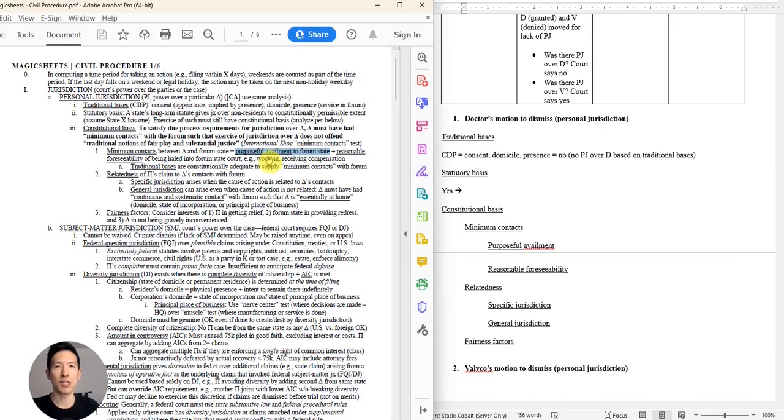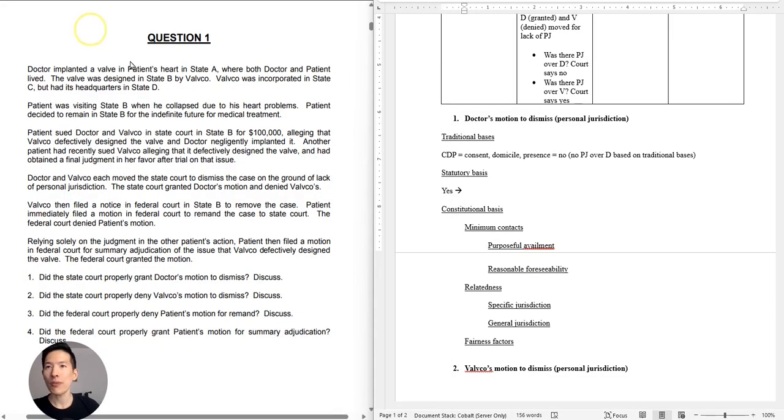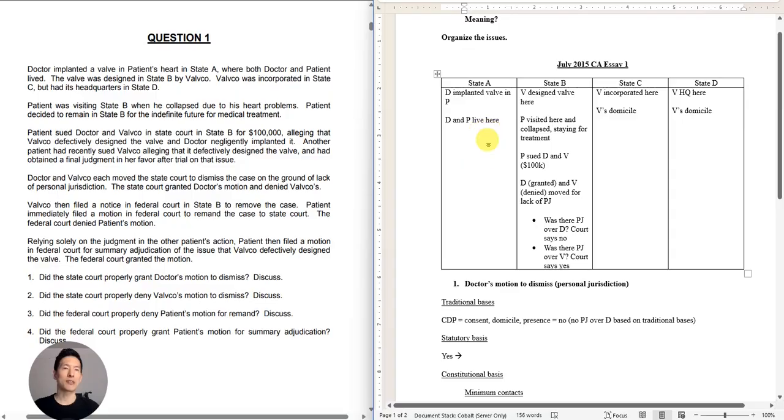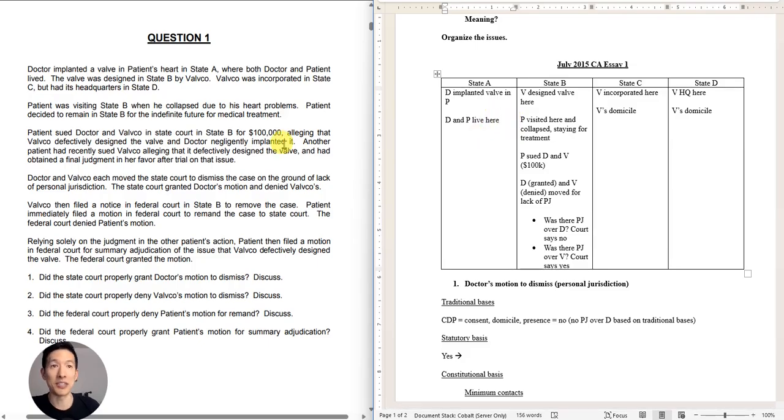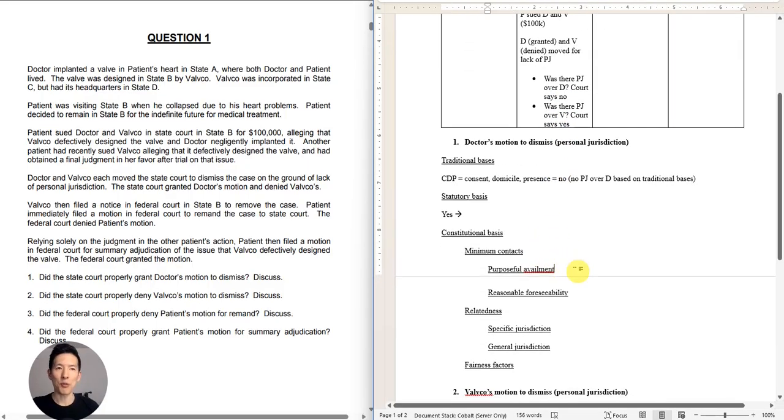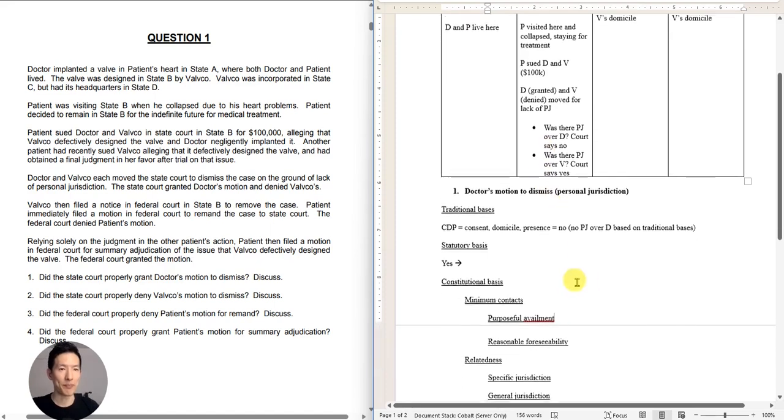For example, the defendant was working there, receiving compensation. So doctor, we already know that the doctor lives in state A. He practices in state A. He has no relations to state B. He doesn't seem like he's been to state B. He doesn't have an office there. So I don't think there was any purposeful availment here to the forum state, which is state B.